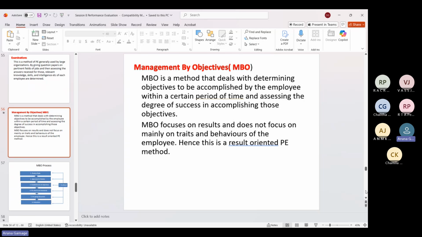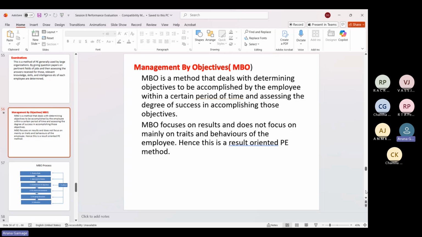In the MBO performance evaluation method, we determine the objectives to be accomplished by the employee within a certain period of time and assess the degree of success in accomplishing those objectives. First, at the beginning of the period, objectives are determined that the employee is supposed to accomplish. What are the objectives? What are the targets? What are the goals? And at the end of the period, evaluation is made to make sure that he has accomplished those objectives.